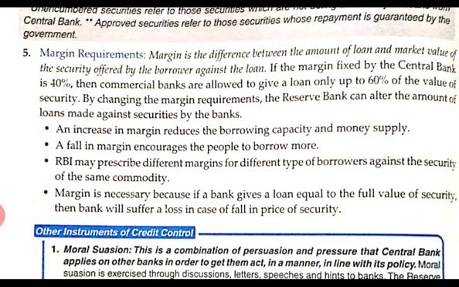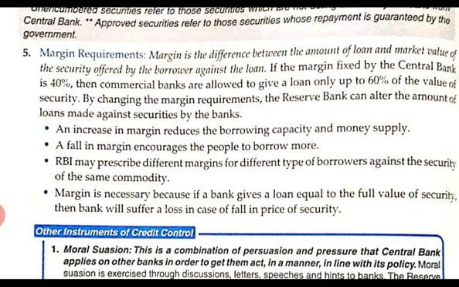Okay, so whatever security they have given, if the margin requirement is 40%, then the commercial banks are required to give a loan of only up to 60% of the value of the security. So by changing this margin requirement, the Reserve Bank can alter the amount of loan made against securities by the bank. When there is excess money supply in the economy, there will be an increase in the margin requirement. So when there is an increase in margin requirement, it means a higher percentage against the security has to be kept as reserve, and they can give a loan of a lower percentage.